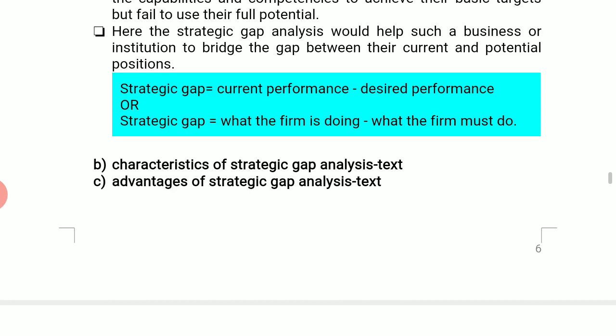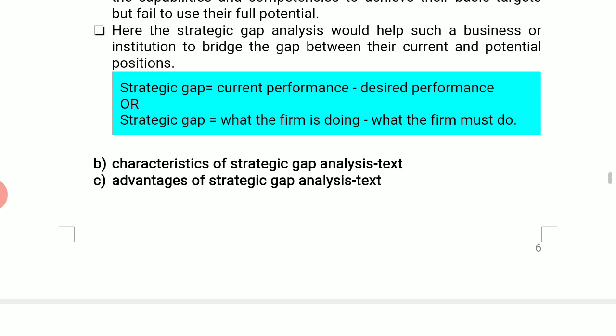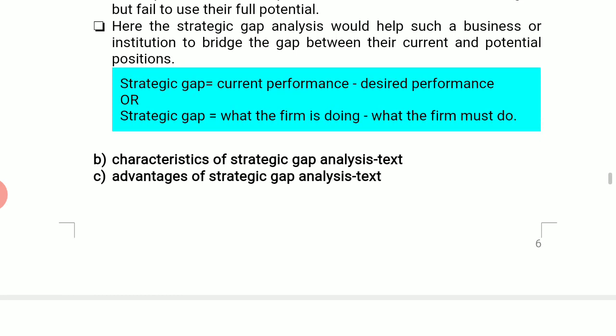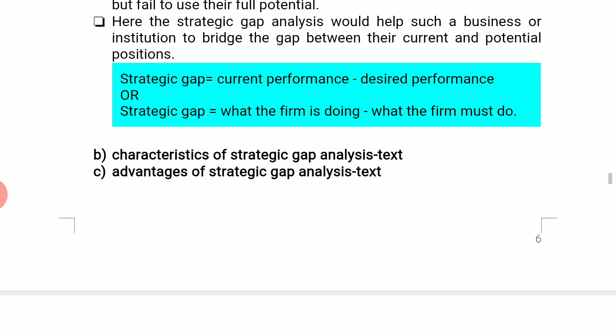And unless this gap is detected under strategic gap, we cannot find out the reasons, we cannot reframe the strategies, and we cannot implement it accordingly. So strategic gap is considered to be a very important phase of the strategic framework, and it is also a stage through which we can find out the reasons for the gap, and we can correct it also, right?